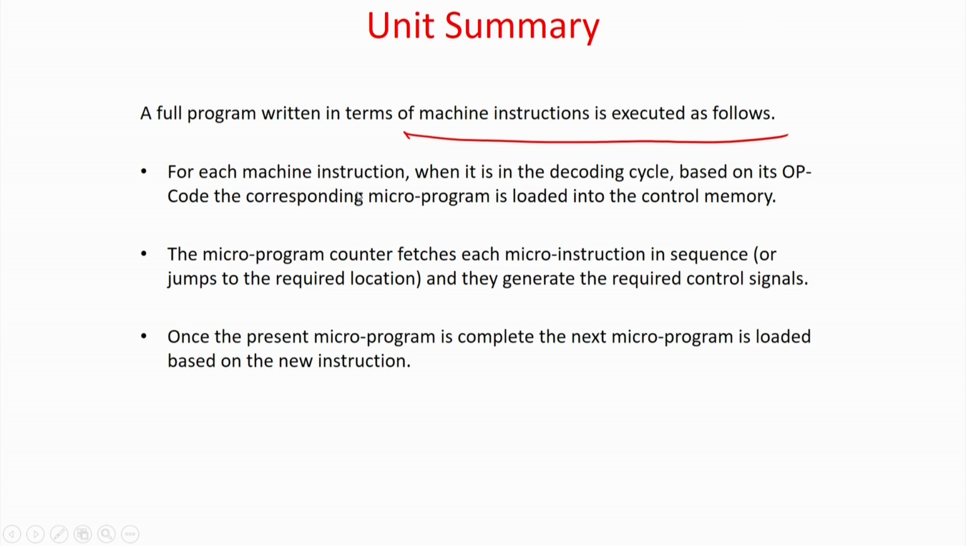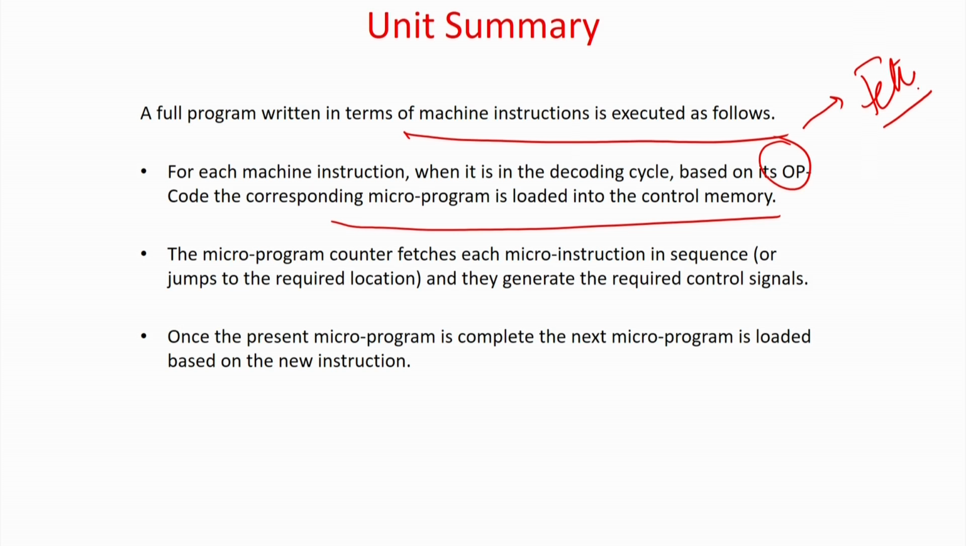For each machine instruction, in the decoding cycle, based on the opcode, the corresponding microprogram is loaded into the memory. The first phase is very simple, that is the fetch. We have already seen that for each fetch the corresponding 3 micro instructions are executed. After that it waits. Whenever a new instruction has to be executed, the microprogram PC is pointed to the instruction which corresponds to the fetch.